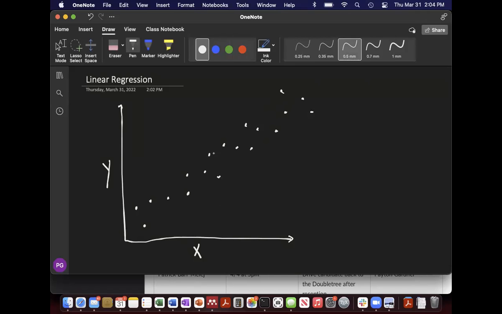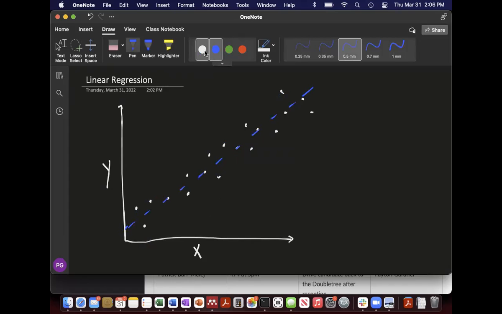All right, so what we're after is some line that gives us the best estimate of the data. So if you've done this in Excel, you hit give me a linear regression line and you get some line that sort of goes through the data.